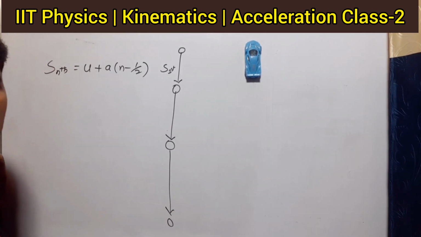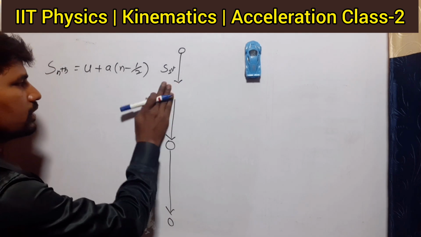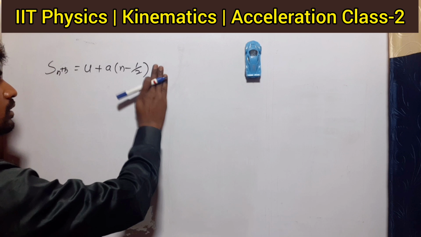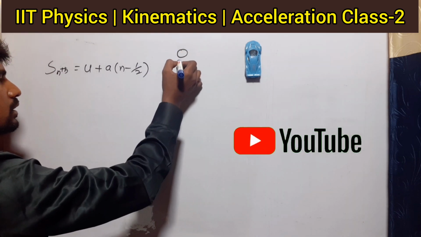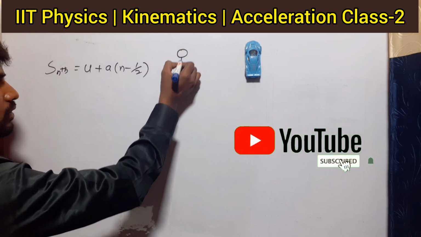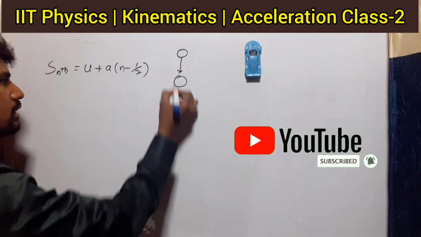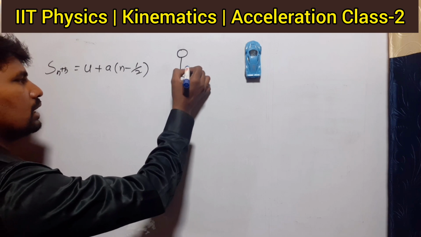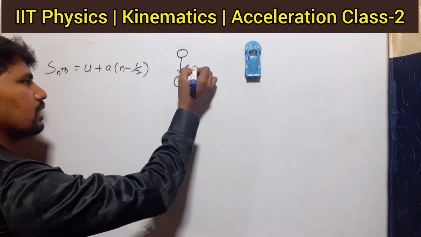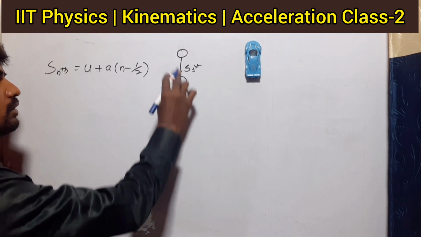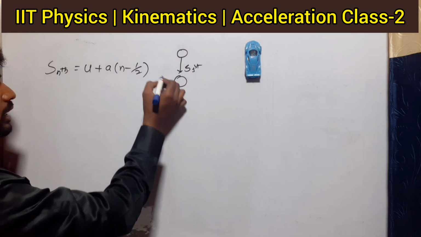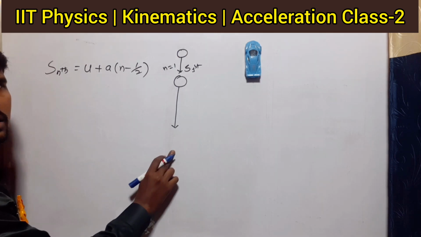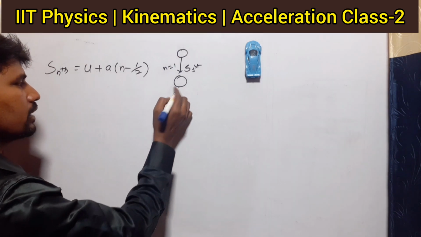Next, one more formula is here: distance covered by the body in the nth second, especially for a freely falling body. Now it is under freely falling condition. After 1 second, this is the position of the object. So what is the distance covered in the first second? First second means here n is equal to 1. What is the distance covered in the second second?